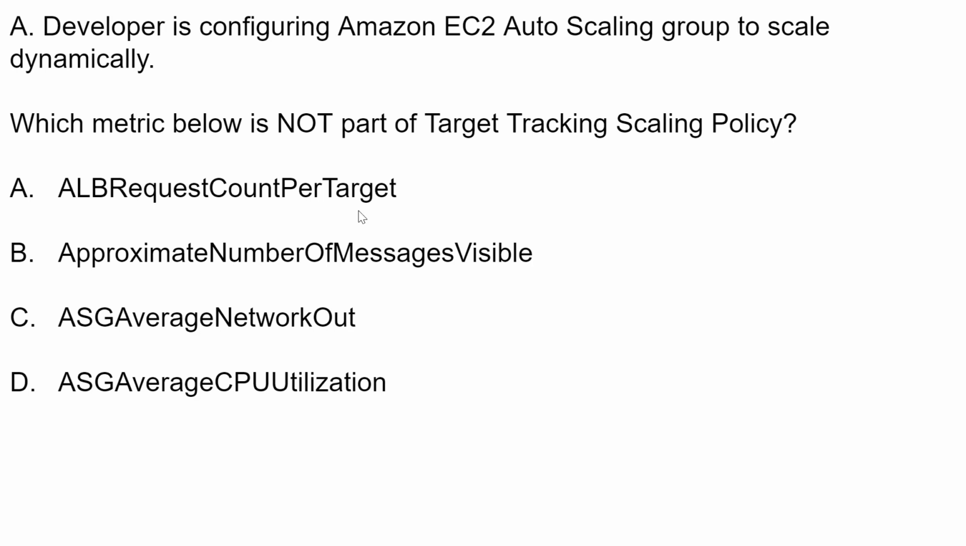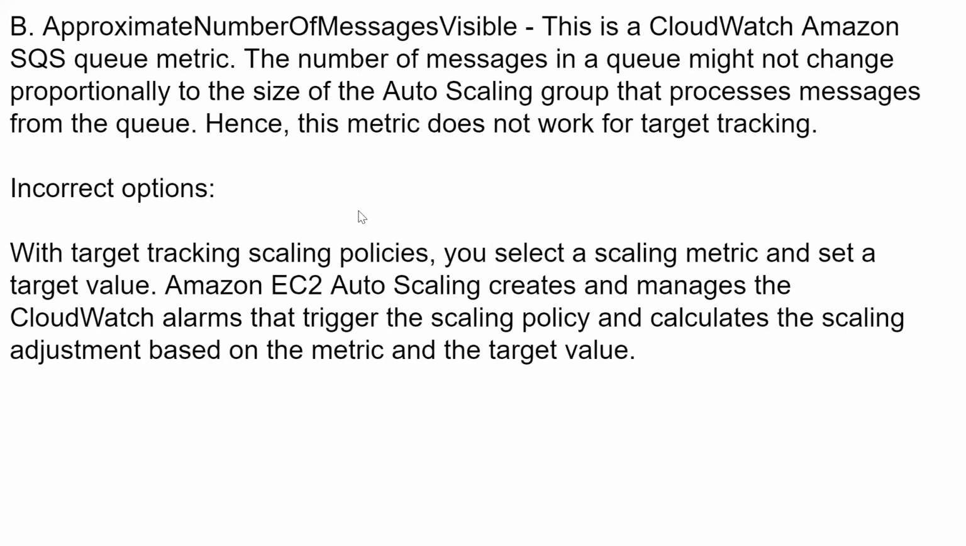And the answer is B. Approximate number of messages visible. This is a CloudWatch Amazon SQS metric.